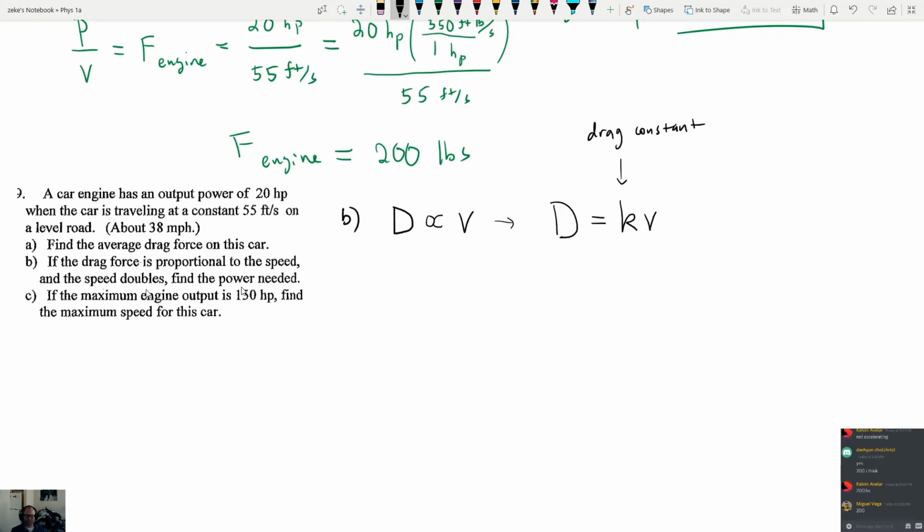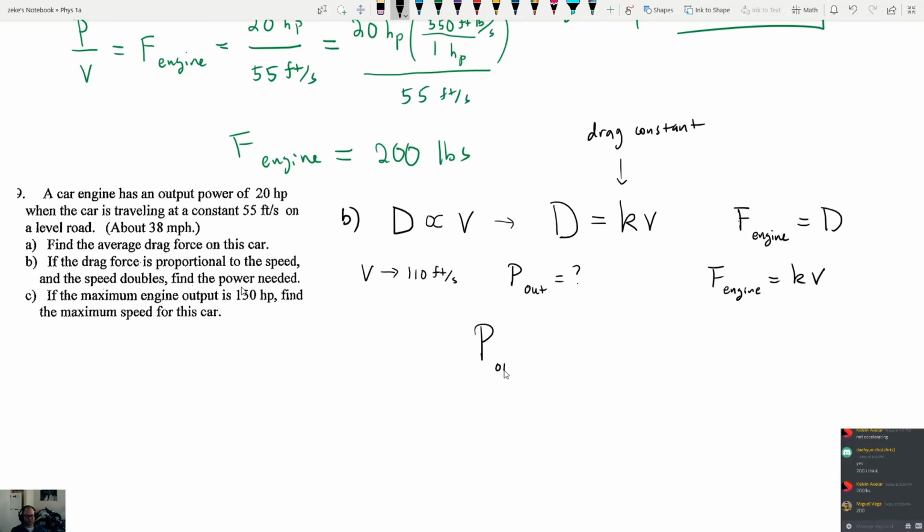Now it tells us the speed doubles, and our goal is to find the power needed to make the speed double, basically. So our velocity basically wants to go up to 110 feet per second now. So our goal is to find what is the power output of the engine at this point. Now we saw from before that the force of the engine ends up being equal to the drag force in this case. That means the force of our engine is also going to be equal to K times V.